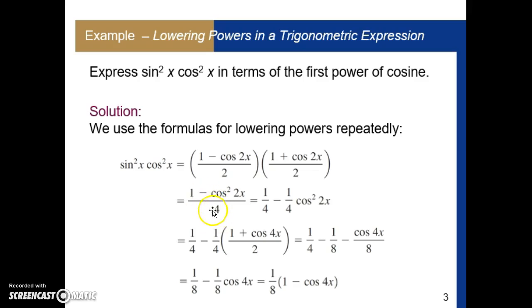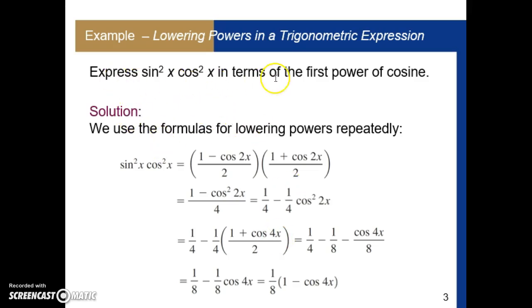If we take this 4 and make it a common denominator to those two terms, then we'll have 1/4 minus 1/4 times the cosine of 2x squared. And then we're going to use the power reducing formula for cosine squared. And notice it's 1 plus cosine of double the angle that we start with. Here we started with the angle 2x, so now the angle measure is 4x.